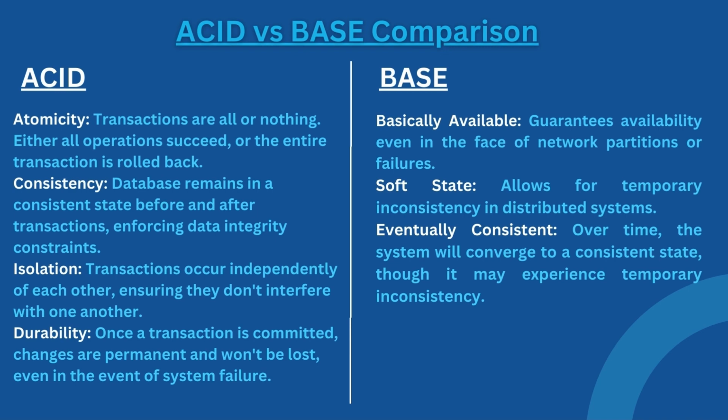BASE means basically available, soft state, eventually consistent. Now, what does basically available mean? It guarantees availability even in the face of network partitions or failures. Soft state allows for temporary inconsistency in a distributed system. Eventually consistent: over time, the system will converge to a consistent state, though it may experience temporary inconsistency.